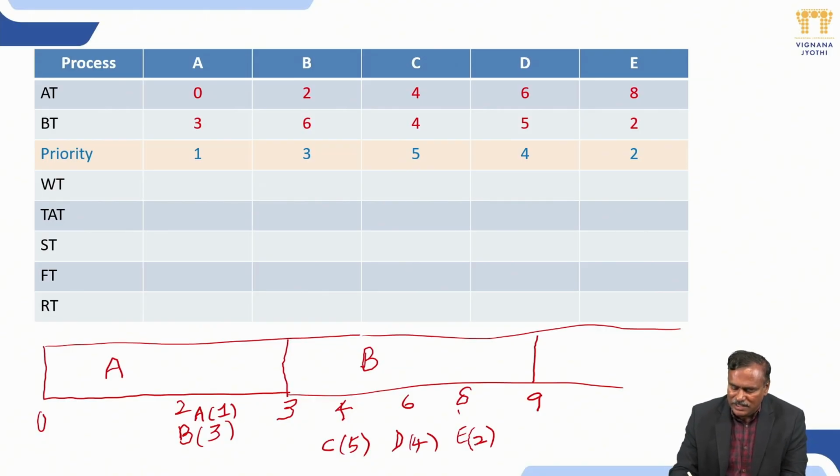Lowest number. There is 2, 4, 5. Of this, which is small, there is a 2, which means that it has the highest priority. Therefore, now you must start the execution of process E.